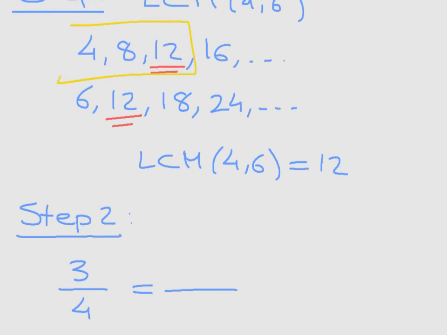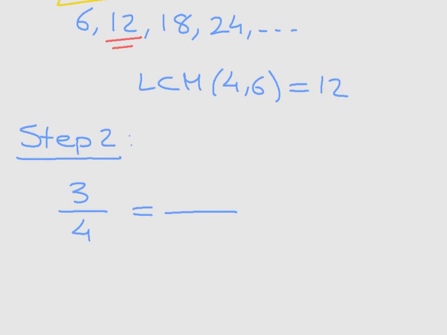looking at our list here, we can see that 12 is the third multiple of 4. In other words, what we have to do is multiply 4 by 3. So I write that. But now that I've done that, I have to multiply the numerator by 3 as well. And so 3/4 is equal to 9 over 12.